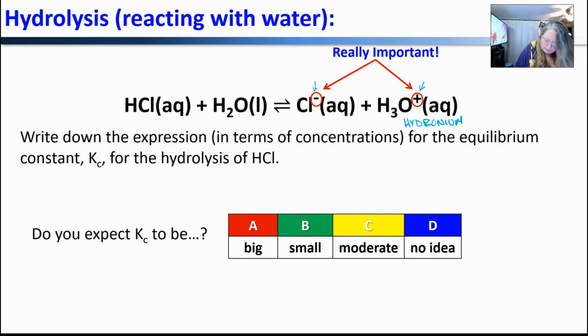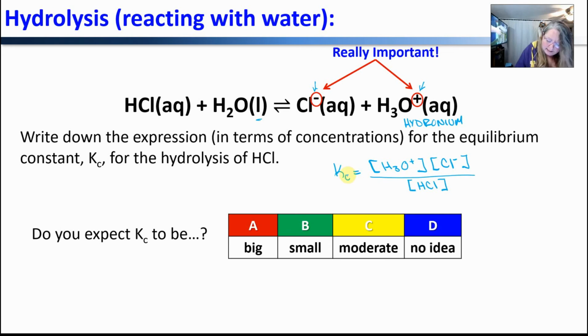Okay, first let's write our expression. What do we have? My Kc is going to be, let's see, products. So my H3O plus times my chloride ion. They're both aqueous, so they're both going in there. Divided by, well, let's see what's going to go on the bottom. My water is liquid phase, so it doesn't get included, but I do get my HCl down here.